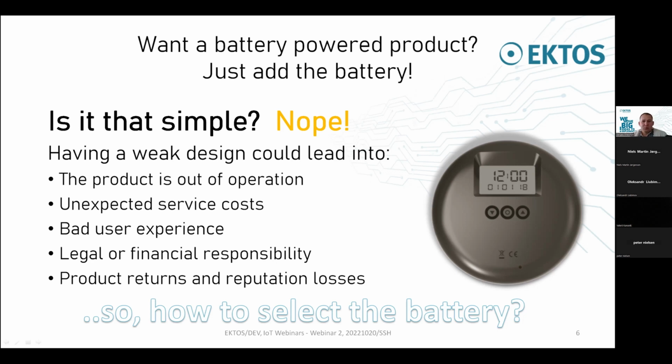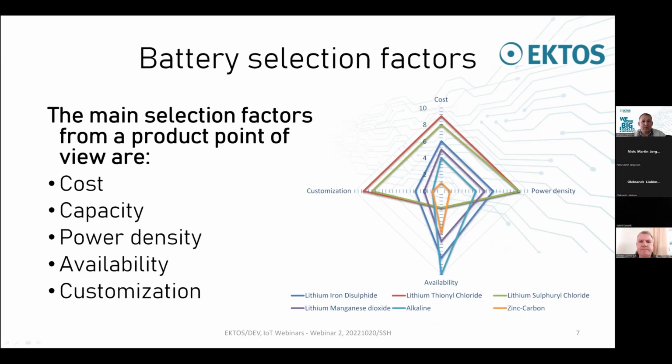So we can consider battery power as one of the tricky problems you can come across during your development process. So how do we actually select the battery for the IoT product? Further in this webinar, we will discuss only primary batteries. We will not touch rechargeable batteries for now. So basically, there are several selection factors from a product point of view for the battery.